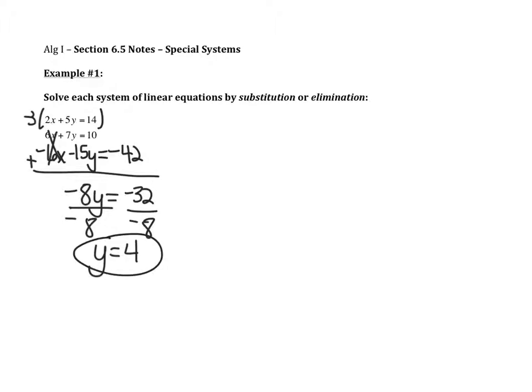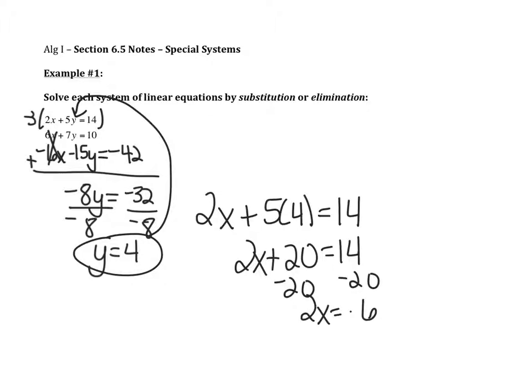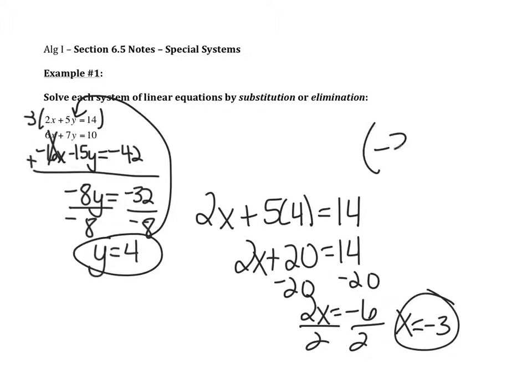Now taking y equals 4 and plugging it back into either equation to solve for x, I'd get 2x plus 5 times 4 equals 14. So 2x plus 20 equals 14. Subtract 20 from both sides, and I'd get 2x equals negative 6. Divide both sides by 2, and I get x equals negative 3. So my final answer would be negative 3, 4.